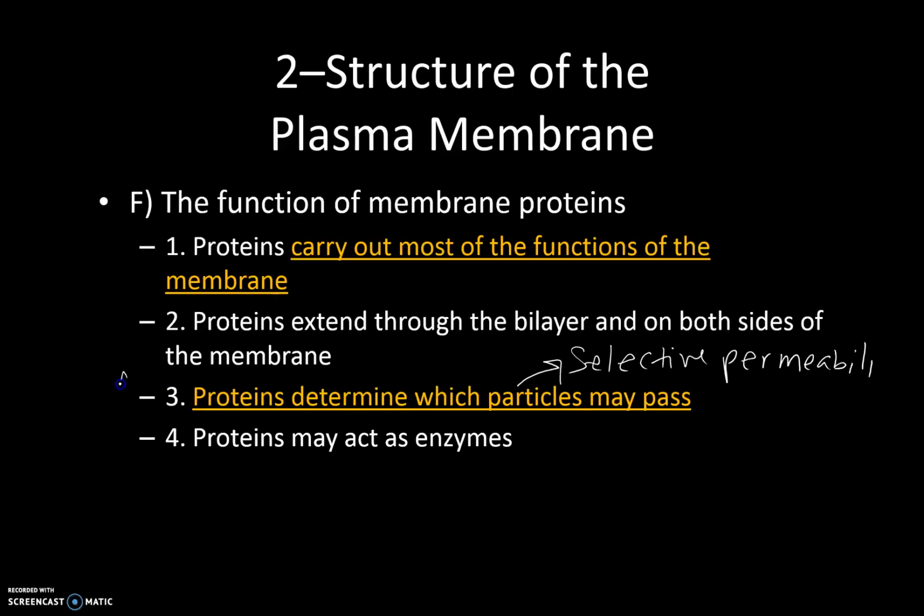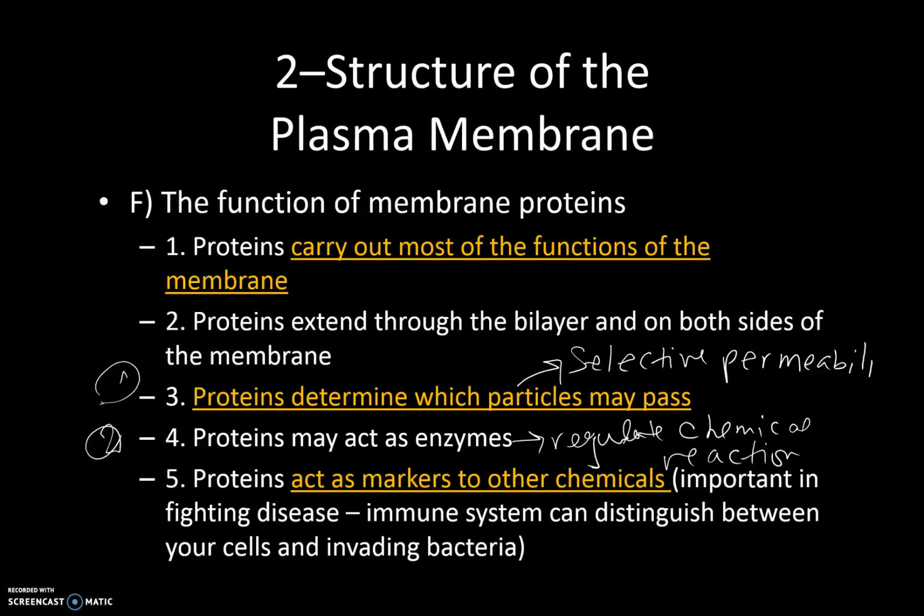So that's one job. Second job is that proteins may act as enzymes. The job of an enzyme is to regulate a chemical reaction. They can speed up a chemical reaction, they can keep a chemical reaction going at a steady pace, they can slow it down, but they can actually do this on the outside of the membrane itself. So that's the second job, is to act as an enzyme.